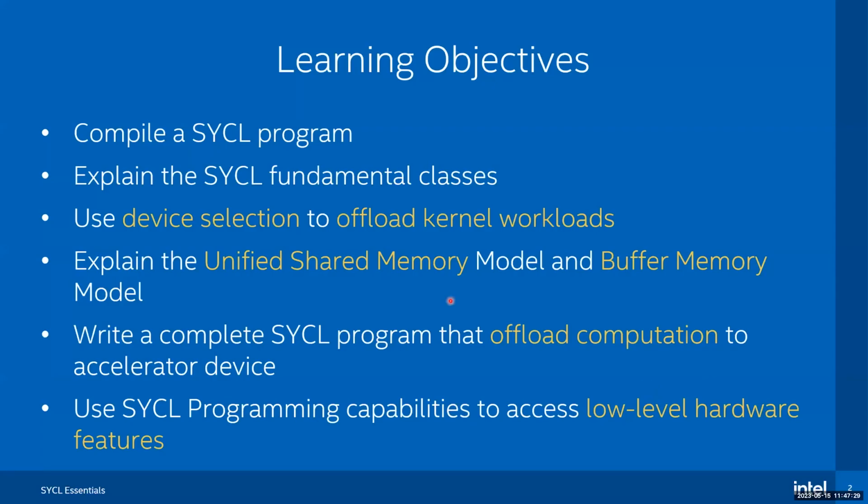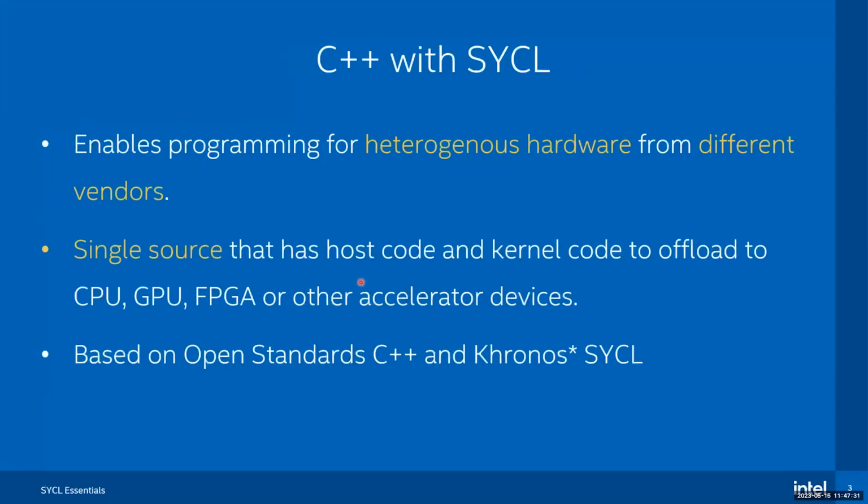Right, so let me jump back to the slides here. So C++ with SYCL mainly enables you to program for heterogeneous hardware from different vendors. It's mainly a single source that, as we looked at, enables you to write host and kernel code to offload to GPU, CPU, FPGA, or any other accelerator. SYCL is based on open standards. It comes from the same standards body that developed the OpenCL standard, the Khronos Group.